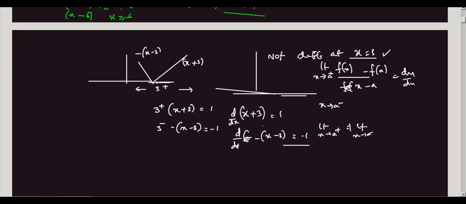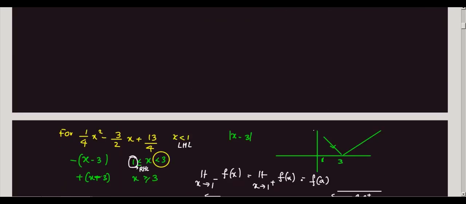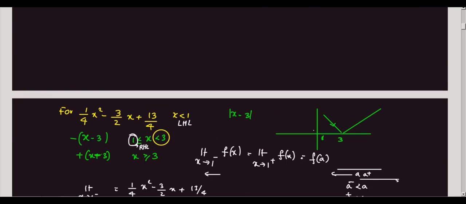இங்க பாருங்க, x equal to 3 plus differentiate பண்ண 1 வருது. At x equal to 3 minus பண்ண minus 1 வருது. So, it is not differentiable at x equal to 3. So, next, x equal to 1 பாருங்க. So, x less than 1, 1 minus 1, x less than 1. 1 plus 1, x greater than 1.